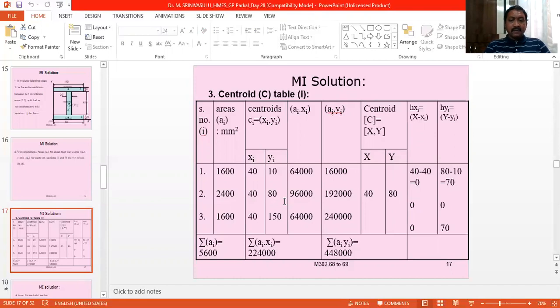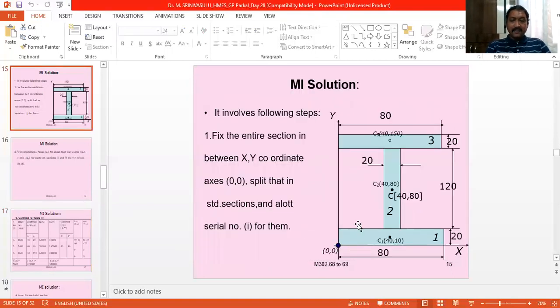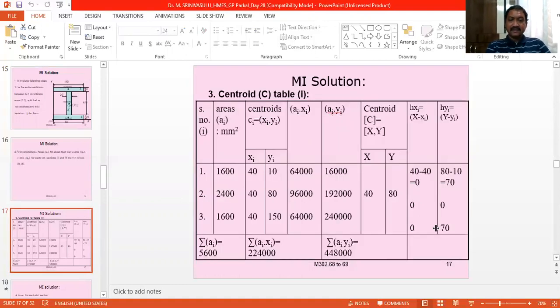Now the y term. This is the y term, and here also for rectangle 2, we have to add 20 plus 120 by 2. So 60 plus 20, that is 80. So this is the y term, and a into y, this is the value.